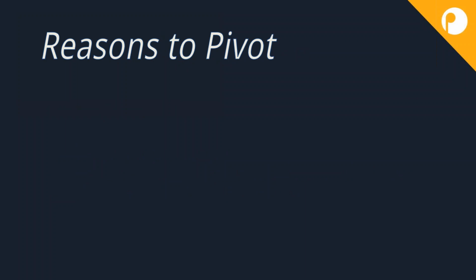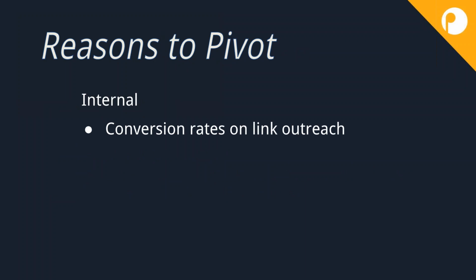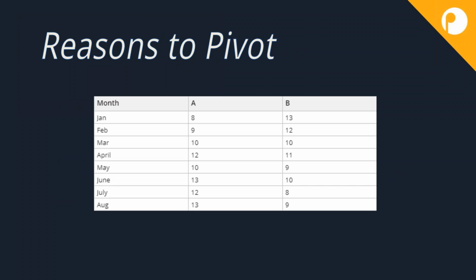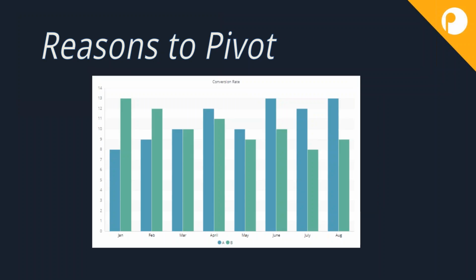Once we've moved on, we can talk about our reasons to pivot. One category of reasons to pivot is what we'll call internal. Something that we look at are conversion rates on our link outreach. Again, this is a pivot table from before, and now we're looking at conversion rates of 2 different segmentation groups, A and B, over an 8-month vertical. When we graph this out, we start to see a little more about what's going on, but it's still a little difficult to understand when to pivot and what we should be doing.